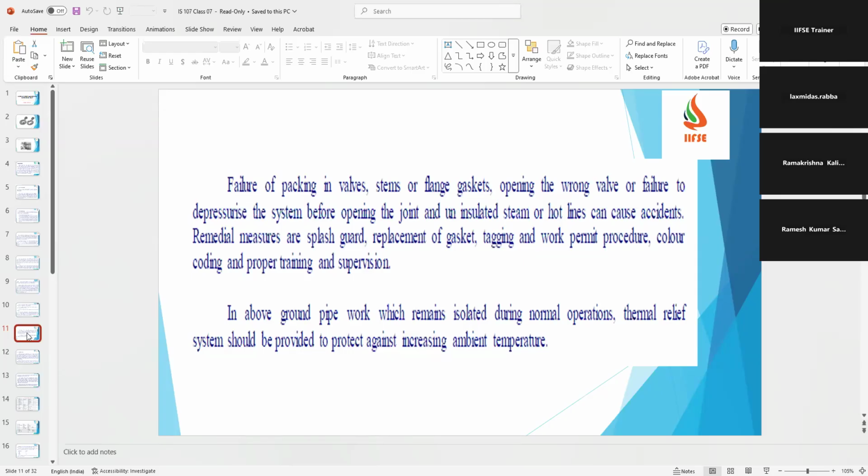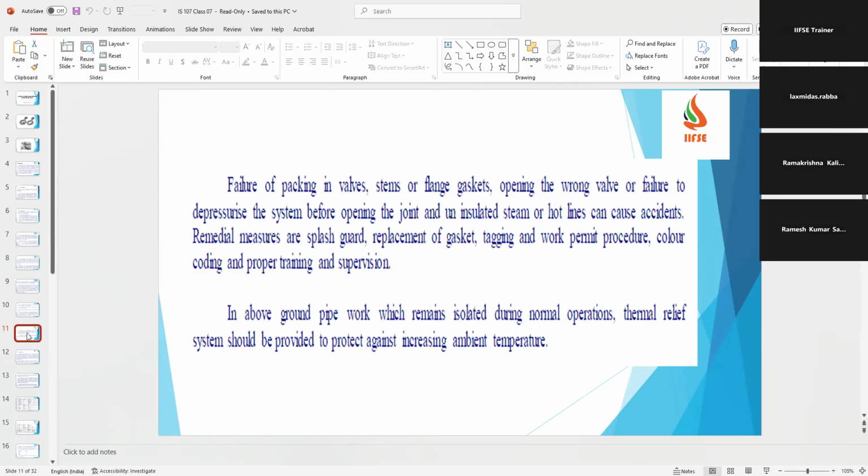These splash guards will be over a valve, or a kind of setup where the fluid will not spill away. It will be controlled and fall within the vicinity. Also, color coding of the pipelines is very important, as in IS 2379. And also proper training and supervision on handling the maintenance of this piping network.